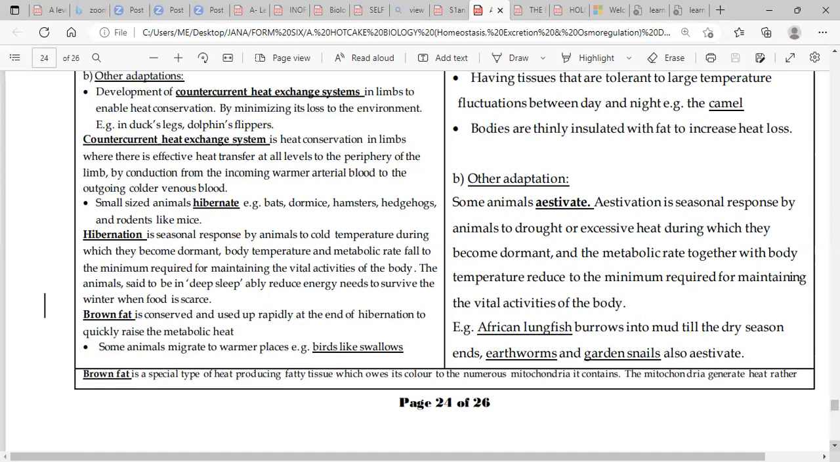Now, this one is the response to high temperatures or during the drought. They estivate during high temperatures and they hibernate during cold temperatures. Those are the adaptations to life at the different conditions.